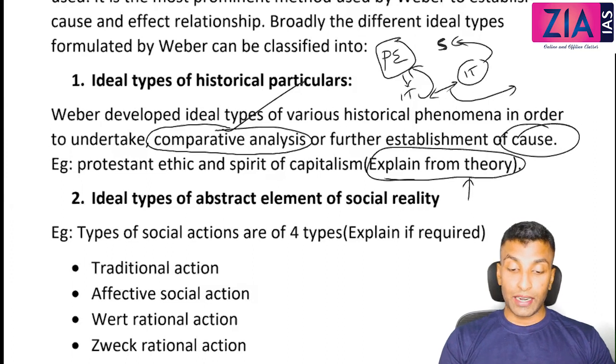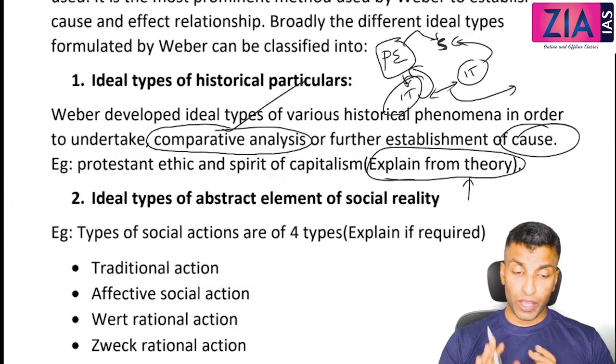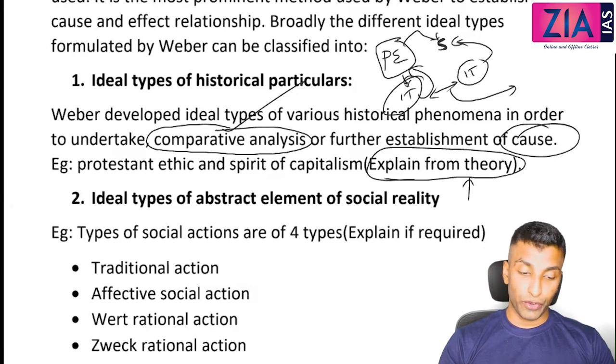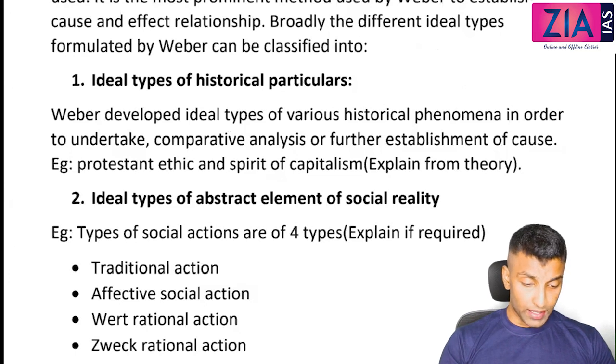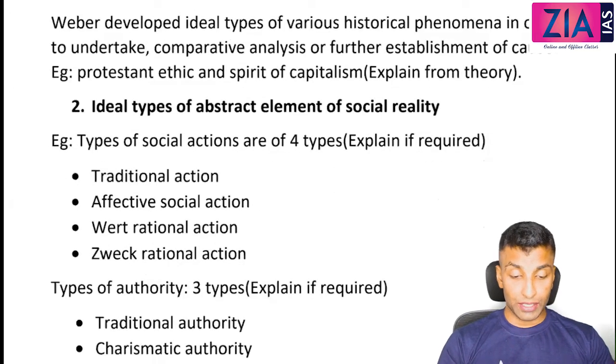The cause is actually the religion. This religion helped in the establishment of capitalism. So this is what we are going to discuss in the next theory in a very simple way. Once you understand the concept of ideal type, that's going to be a cakewalk for you. Okay. So next one that we have already discussed, types of social actions.